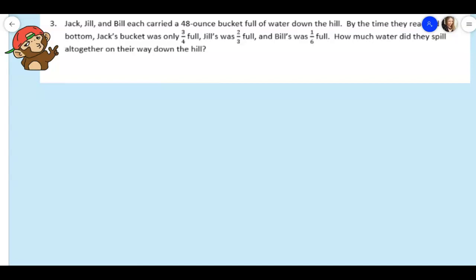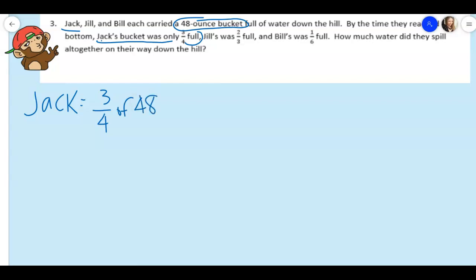Now, we can break this up like we've been doing. Let's go ahead and look at Jack first. We know that they all started out with a 48-ounce bucket, but by the time they got to the bottom of the hill, they didn't have all their water. It says Jack's bucket was only 3/4 full. So for Jack, I need to figure out what is 3/4 of the full bucket of 48. So I'm going to do that by saying 3 times 48 over 4.